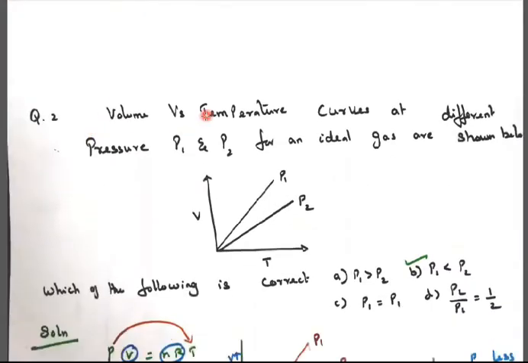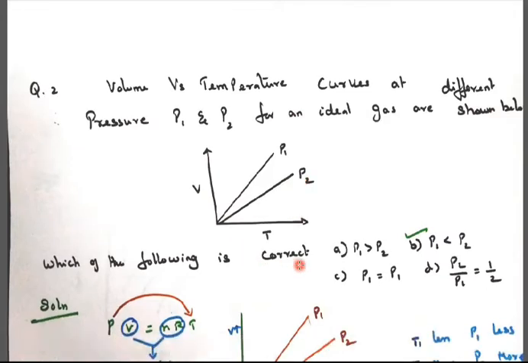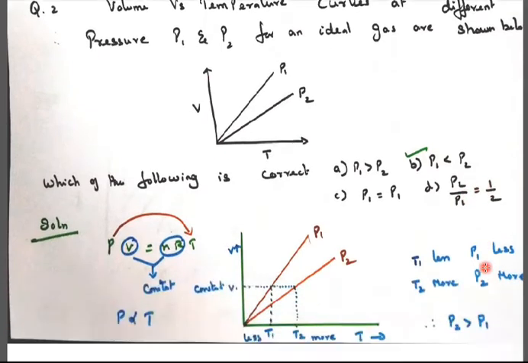Question number 2. Volume versus temperature curves at different pressures P1 and P2 for ideal gases are shown below. The graphical diagram is given in the question, with volume on the y-axis and temperature on the x-axis. Two different pressures are marked, P1 and P2. Which of the following is correct? P1 is greater than P2, or P1 is less than P2, or P1 is equal to P2, or P2 upon P1 is equal to 1 by 2.